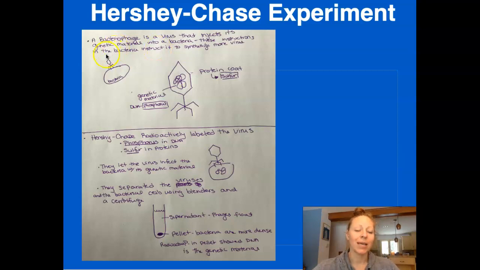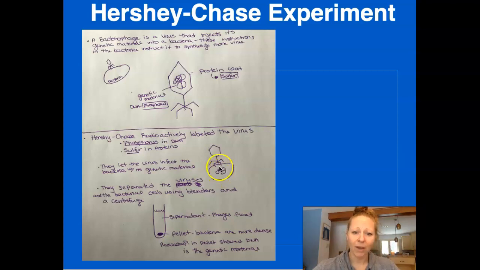What they did was, in a solution, they put bacteriophages and E. coli, and they allowed the bacteriophage to attack, to attach onto the bacteria and inject the transforming molecule, or the molecule of heredity, into the bacteria.